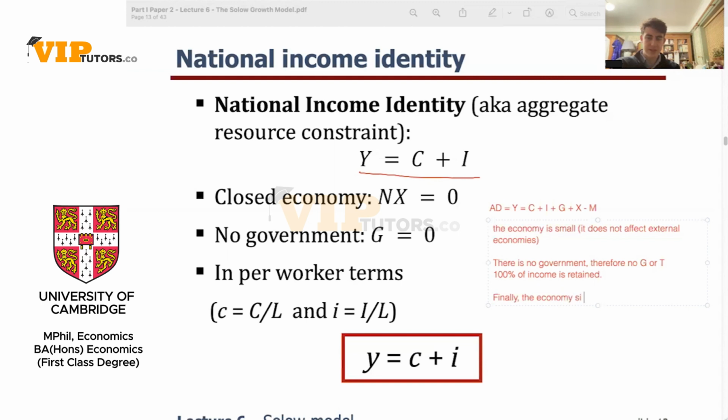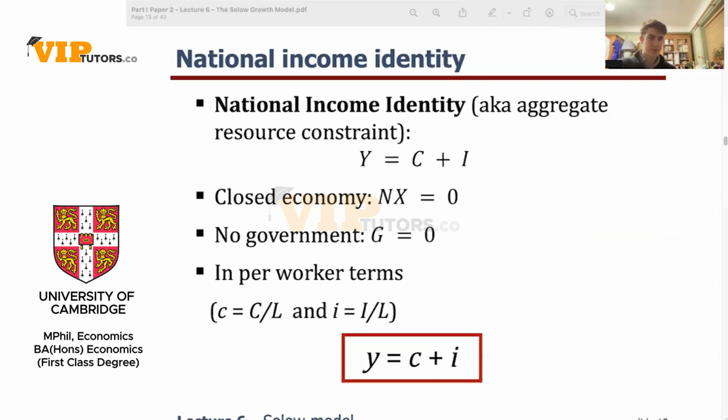the economy is closed, right? So there is no X or M. That is exactly how we transform from our aggregate demand to this identity right here. And again, this is exactly what we've said here, right? Now, again, we convert it to per worker terms, okay? So we define lowercase c as the consumption per capita, and we define lowercase i as the investment per capita, all right? That's all we're doing, so nothing crazy.